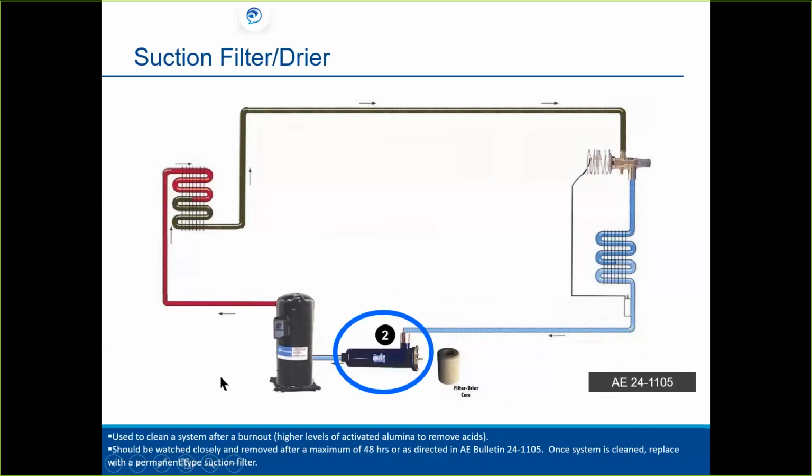The suction line filter dryer is used to clean a system after a burnout or one that has high levels of acid, using activated alumina to remove acid. It also filters smaller particles, okay? But unlike a liquid line filter dryer, it removes mostly the acidic contaminants. It is used on a cleanout after a compressor is burned out. It should be watched closely and removed after a maximum of 48 hours or as directed in the AE bulletin. Once the system is cleaned, replace it with a permanent type suction filter. So you never leave the block filter in here.